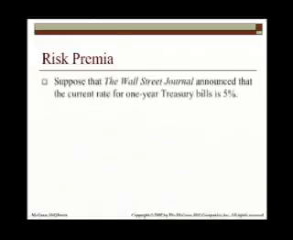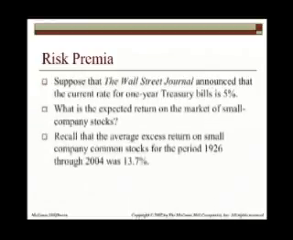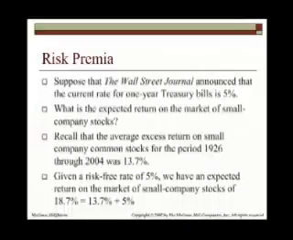Now, risk premiums are fairly stable, so suppose that the Wall Street Journal announced that currently the one-year Treasury bill, which we will use as a proxy for the risk-free rate, is 5%. Then we could estimate what the expected return on small company stocks would be. We'll assume that the risk premium is fairly constant at 13.7, and we'll add 5 plus 13.7 and get an expected return of about 18.7%. So that would be a good estimate of what we think the return on small company stocks will be, given that the risk-free rate is around 5% and given that the risk premium is fairly stable.